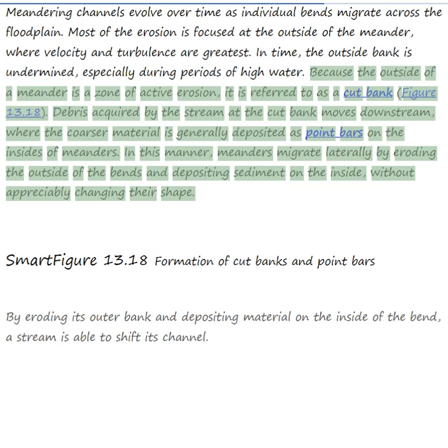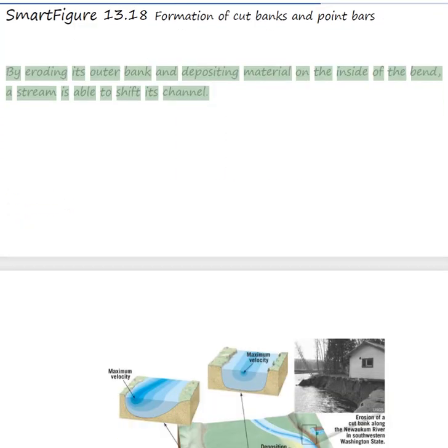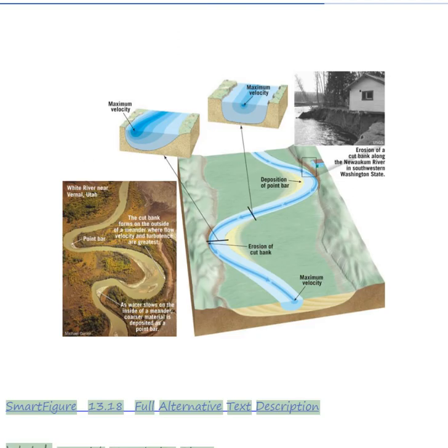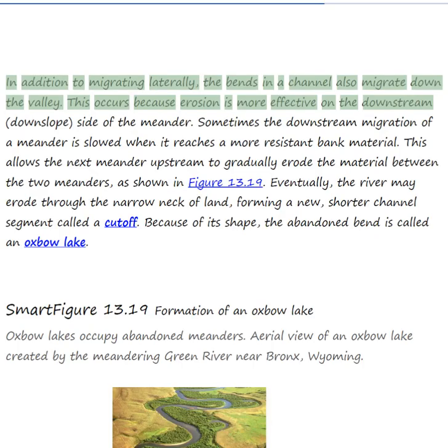In this manner, meanders migrate laterally by eroding the outside of the bends and depositing sediment on the inside, without appreciably changing their shape. By eroding its outer bank and depositing material on the inside of the bend, a stream is able to shift its channel. Smart Figure 13.18 Formation of cut banks and point bars. Smart Figure 13.18 Full alternative text description. Watch tutorial, Meandering rivers. In addition to migrating laterally, the bends in a channel also migrate down the valley.